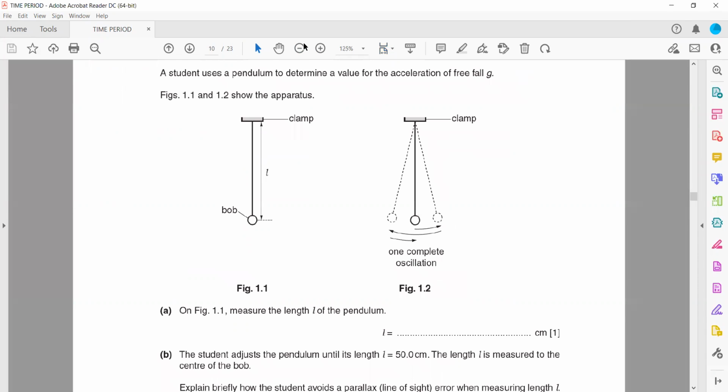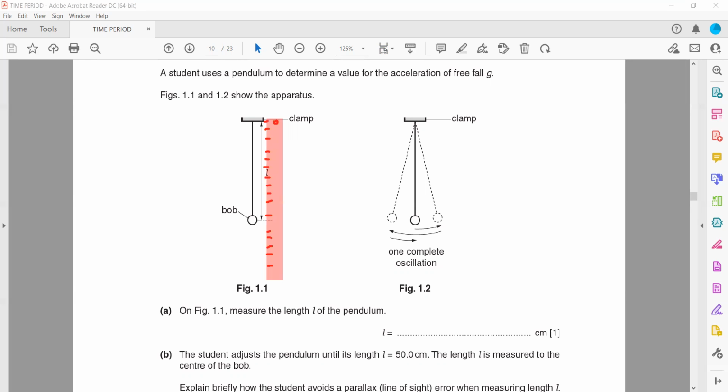These are straightforward questions. In the exam, you place your ruler or the scale next to this and measure the length. For example, this one is 0, then 1, 2, 3, 4, and so on. You just place your ruler next to the pendulum and measure its length. Sometimes they ask in millimeter, sometimes in centimeter.